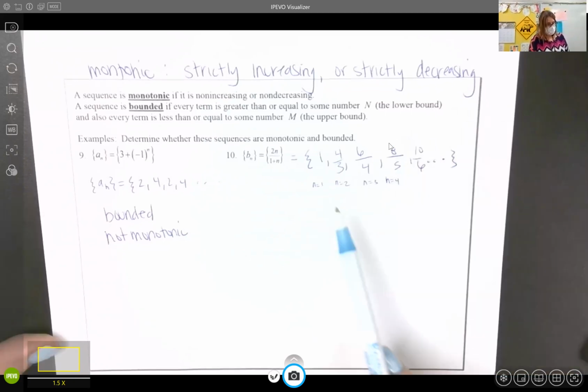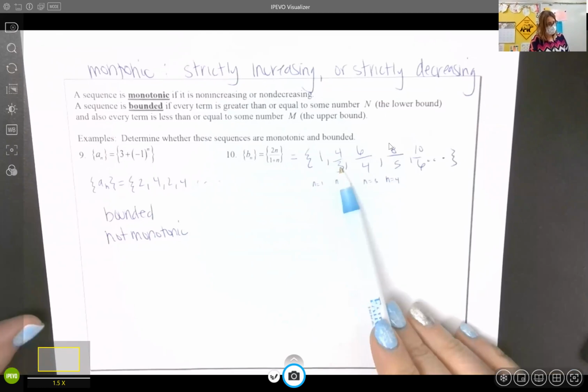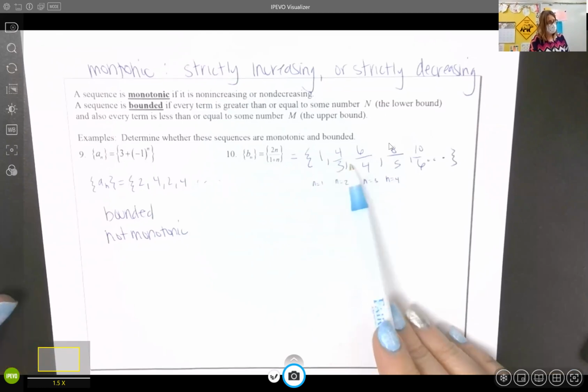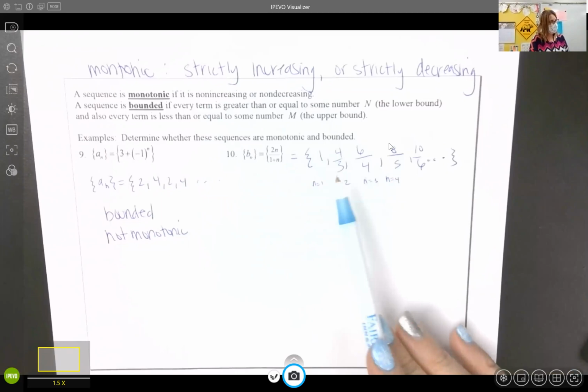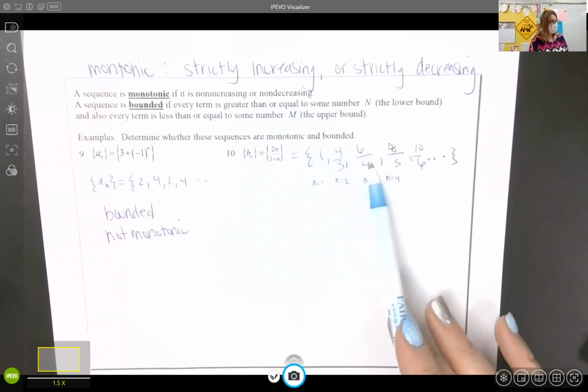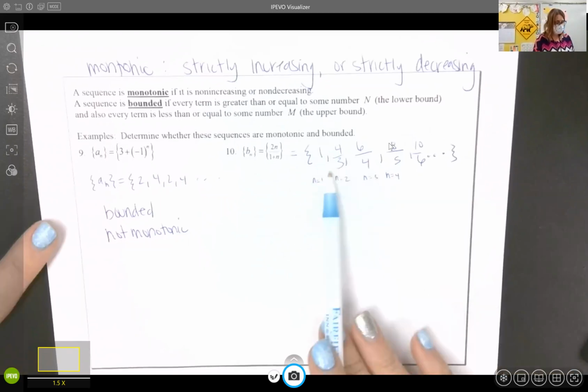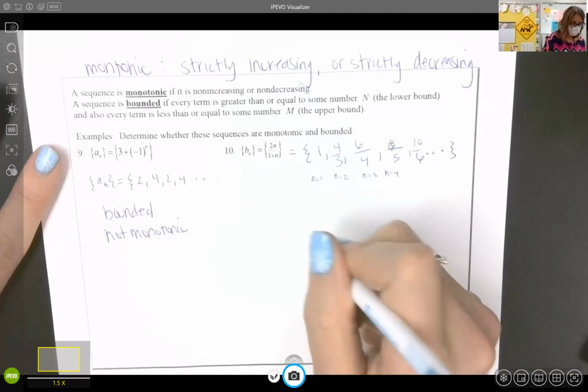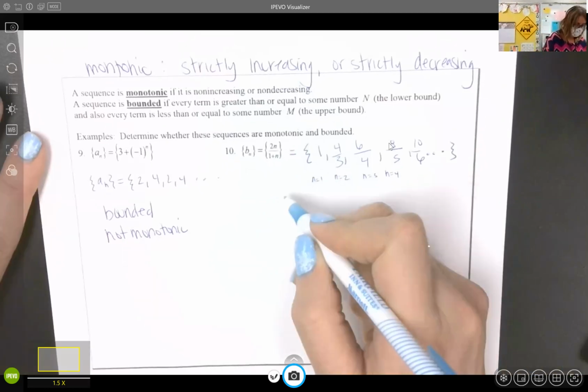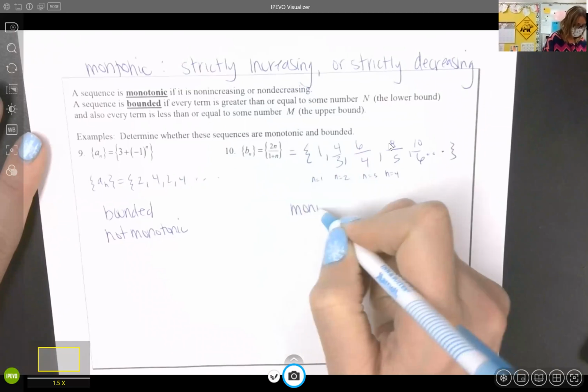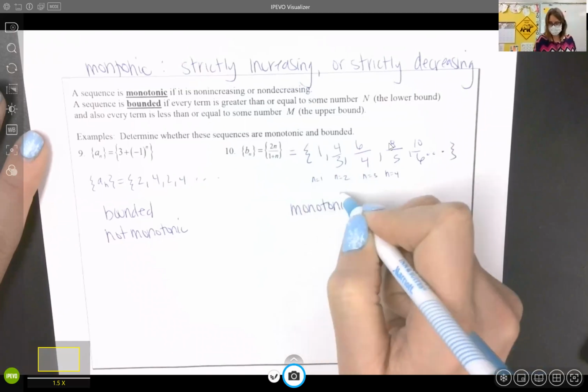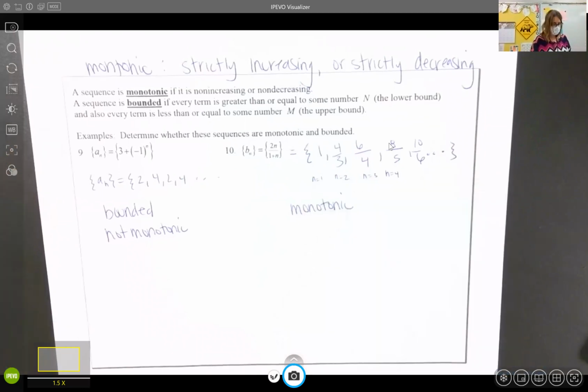Is 1 bigger than 4/3? No. Or I should say it the other way. Is 4/3 bigger than 1? Yeah. Okay, 6/4 bigger than 4/3? Yeah. Okay, so it's getting a little bit bigger every time. So what do we call that? Monotonic. Because it's strictly increasing. And then is it bounded?